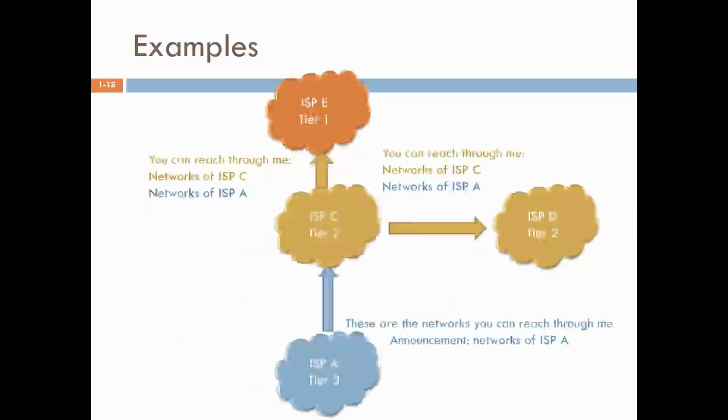Now, ISP C can make the exact same announcement to a tier 1 provider, which is ISP E, so that if ISP E also receives any traffic that is going to the customers of ISP C or the customers of ISP A, it can be reached through ISP C in this case. So now, anything that is behind ISP D will know how to reach ISP C and A, and anything connected to ISP E will know also how to reach the customers of ISP C and A. Okay.